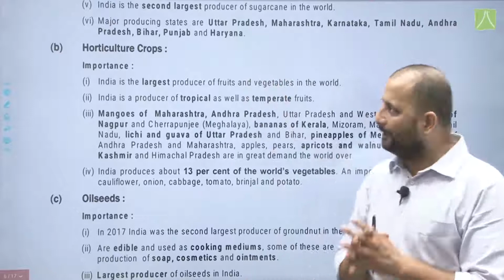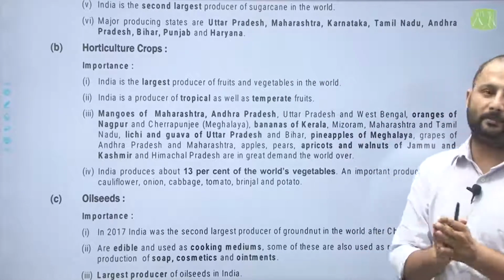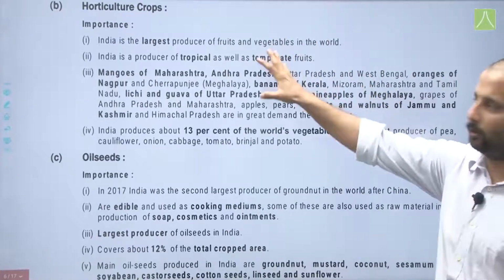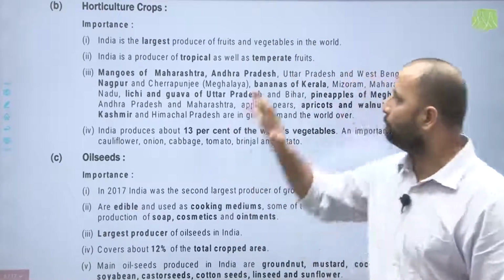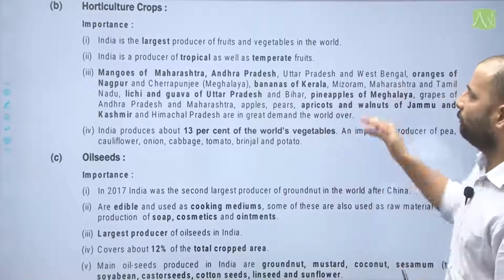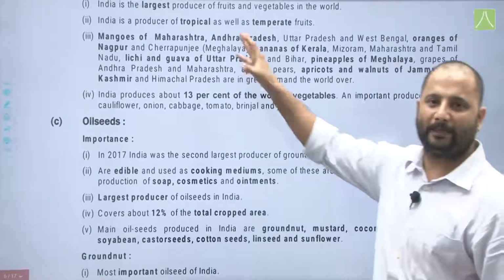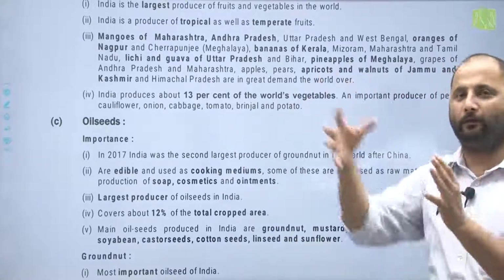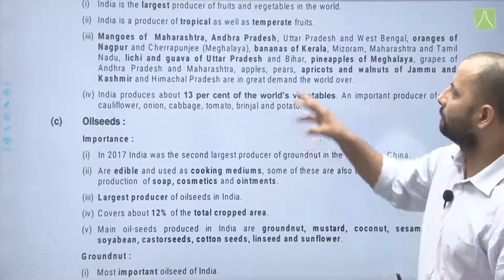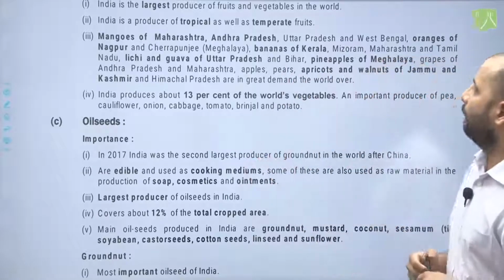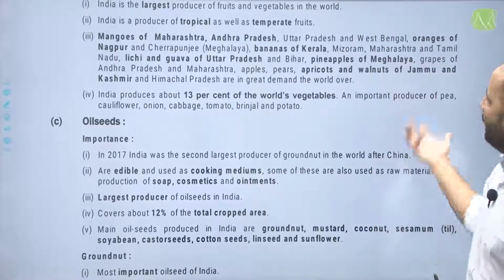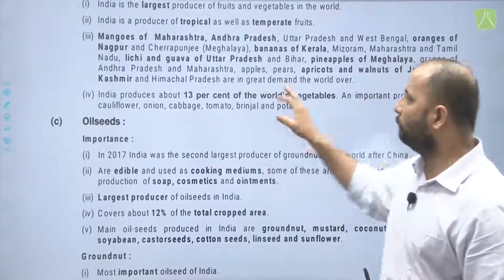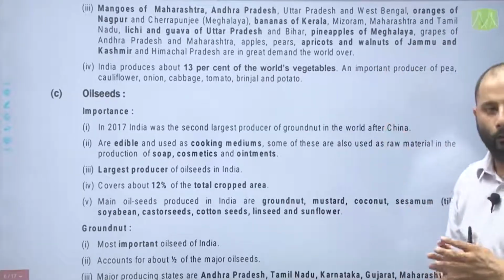Moving on, next are horticulture crops. In that, importance of vegetables and other crops. India is again the largest producer of fruits and vegetables in the world. India is a producer of tropical as well as temperate fruits, and here some examples have been mentioned. Famous fruits of famous regions: mangoes of Maharashtra and Andhra Pradesh, bananas of Kerala, pineapples of Meghalaya, apricots and walnuts of Jammu and Kashmir. India produces about 13% of the world's vegetables.